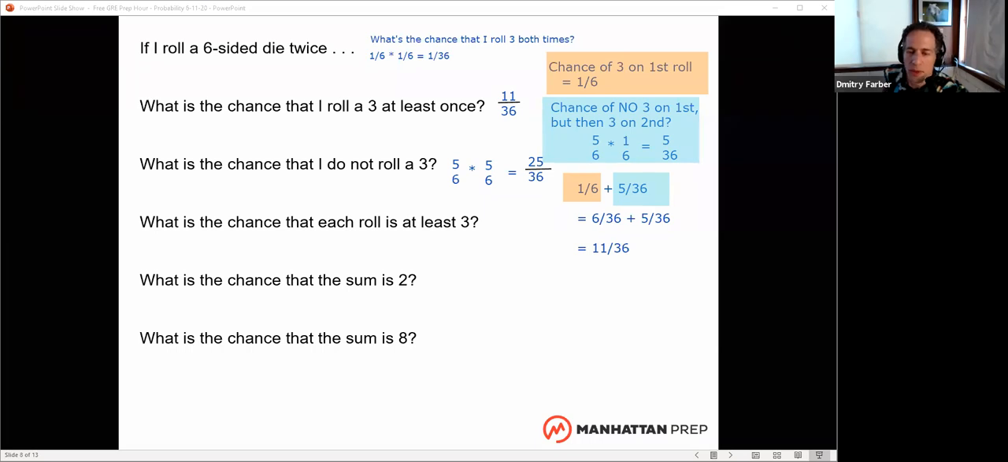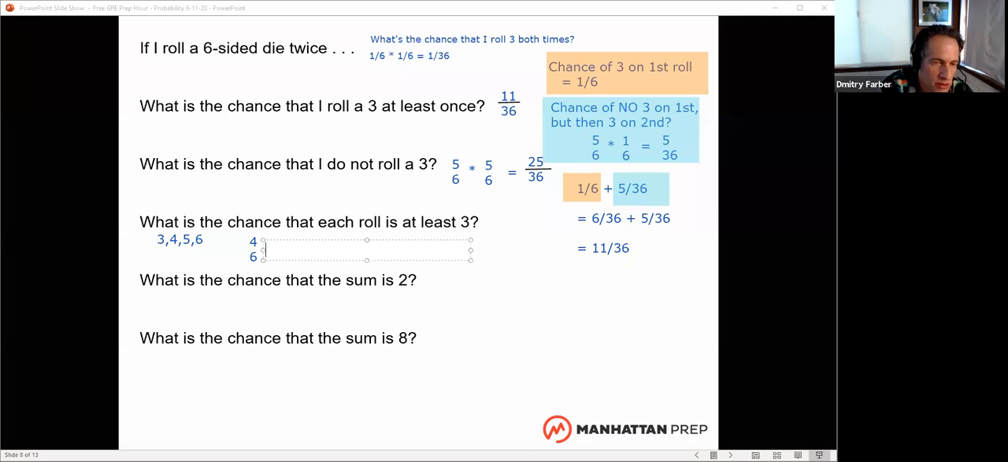Okay. Now dealing with the at least part, what's the chance that each roll is at least 3? When I say at least 3, that means 3 or more. So what's the chance when I roll once that it's at least 3? Just once, yeah, 4 out of 6. I'm asking for a 3, 4, 5, or 6. So each time, my chance is 4 out of 6.